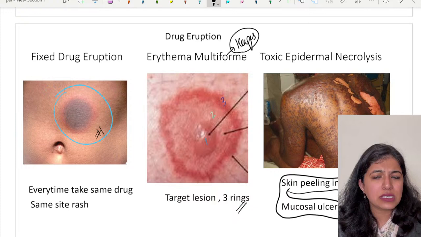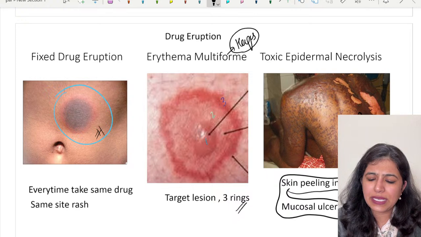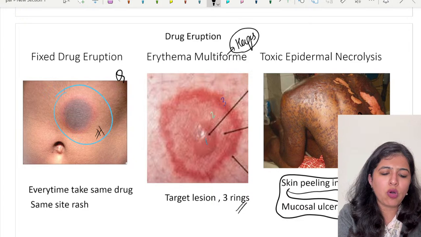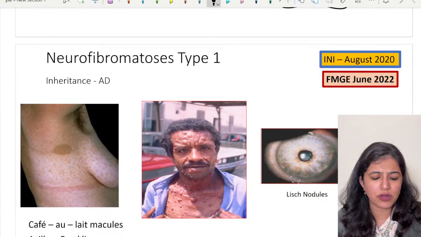Then if a patient has a drug reaction where there is skin peeling in sheets with oral ulcers, this is toxic epidermal necrolysis. So in this image, you see that the skin is peeling in sheets. This is an image of toxic epidermal necrolysis. All of these are very, very important images.